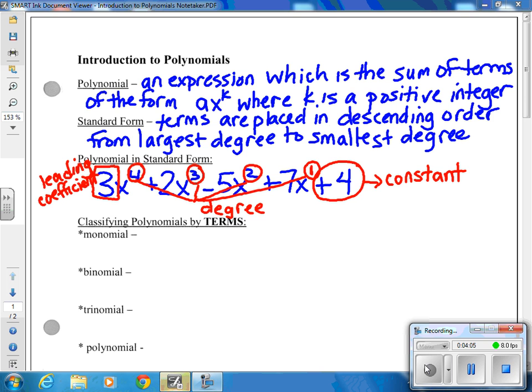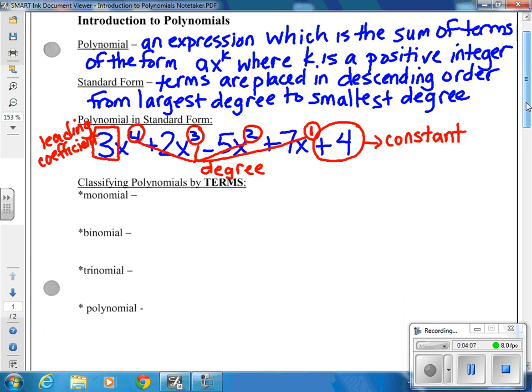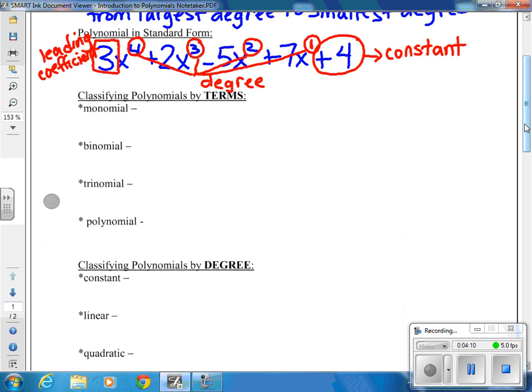All right, for the next part of your vocabulary, we have to name polynomials based on two different things. The first group that we have to name is based on the terms. How many terms are in the problem, right? And these are your nomial words. And in Latin, if you know anything about Latin, the word nomial means term.